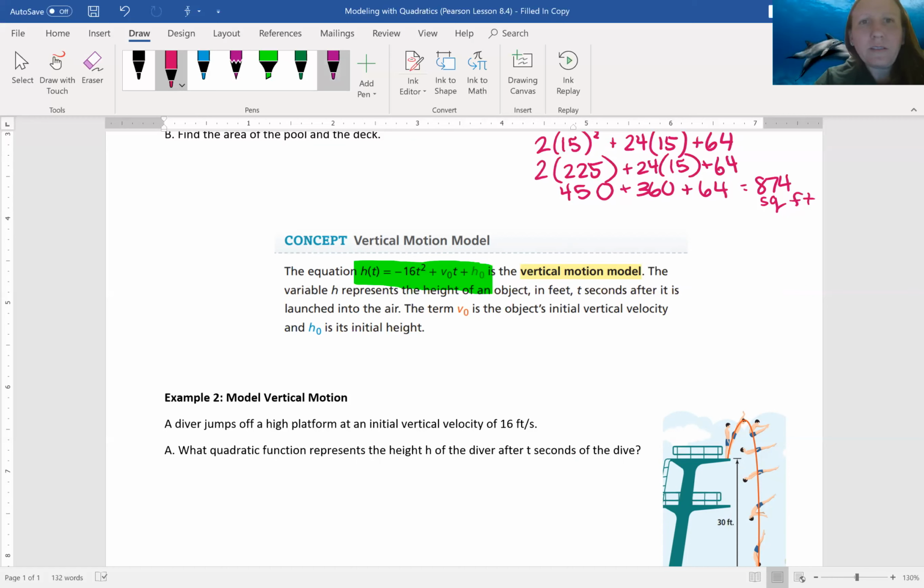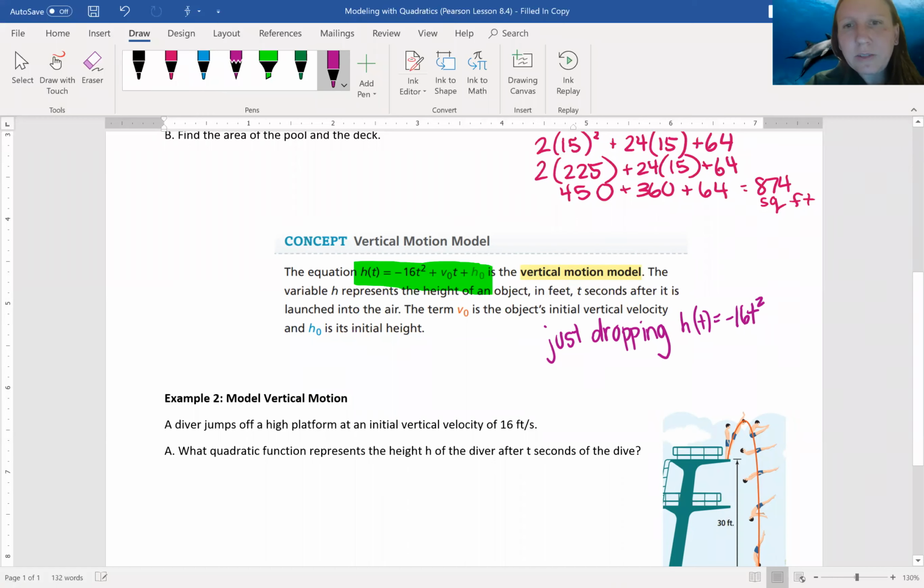For that case that I mentioned where you're just dropping something, that's no longer going to have an initial velocity because you're just releasing it in the air. So in that case, there's not going to be that velocity in the middle. So really it'll be zero. So that middle term would not be there. So if you're just dropping it, the vertical motion model looks like h of t equals negative 16 t squared plus h sub 0, which is that initial height.